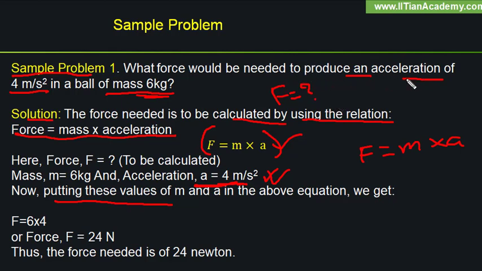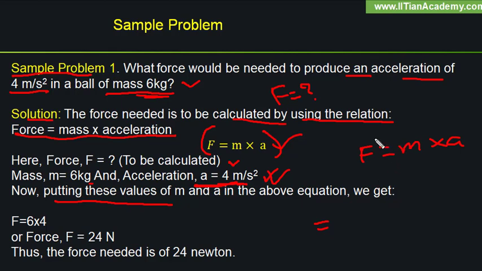Now there are the givens. The acceleration to be produced is how much? 4 meter per second square, of a mass of 6 kg. So mass is given, acceleration is given. We have to find out the force. Is it not easy? I hope it's easy for you guys.